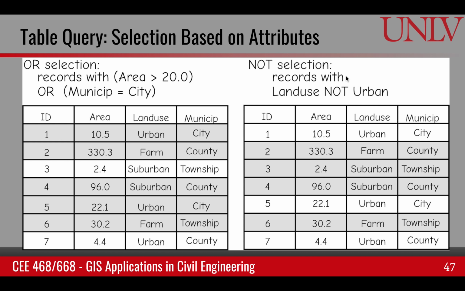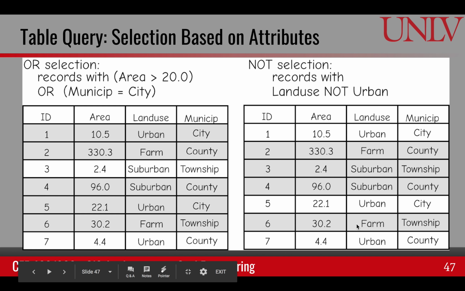The NOT selection process basically reverses the condition. So if we say find all the records where land use is not urban, you can find the land use wherever land use is equal to urban, and then take the complement of that. So everything where it's not urban is selected, which is pretty straightforward.